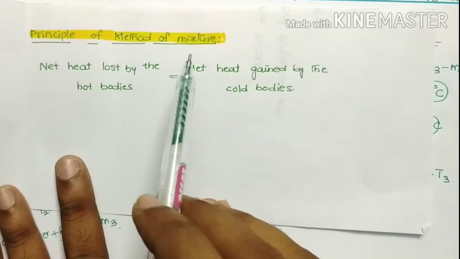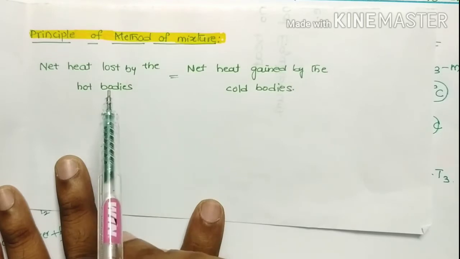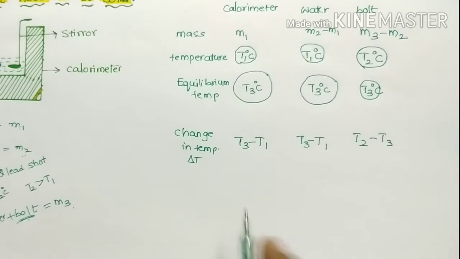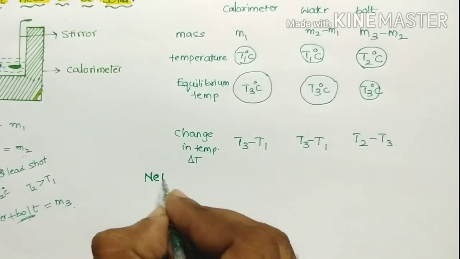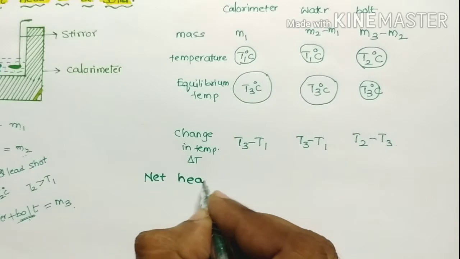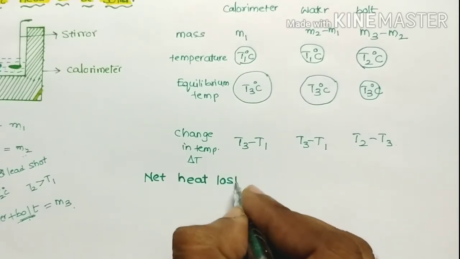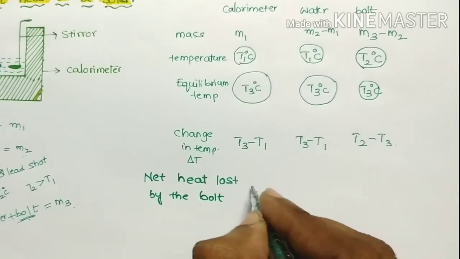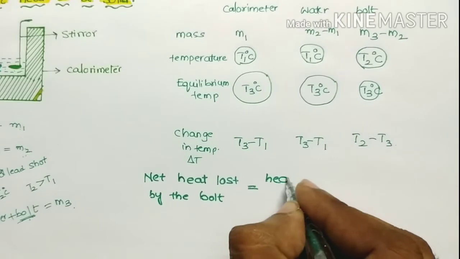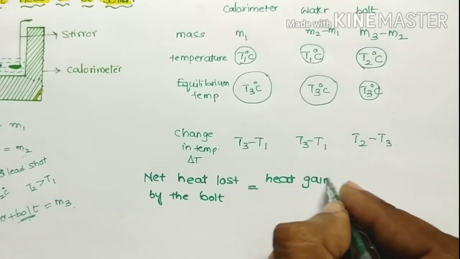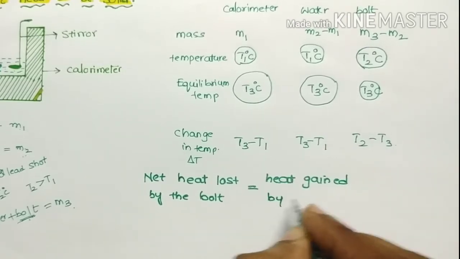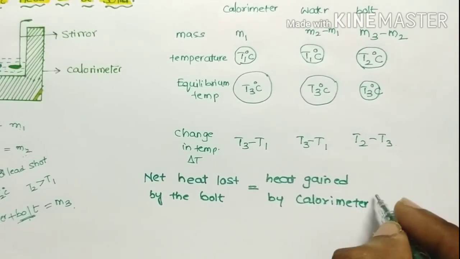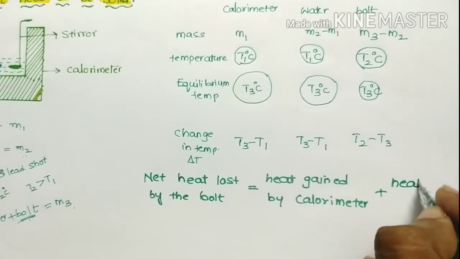According to the principle of the method of mixtures, the net heat lost by the hot bodies is equal to the net heat gained by the cold bodies. So the net heat lost by the bolt is equal to the heat gained by the calorimeter plus the heat gained by the water.